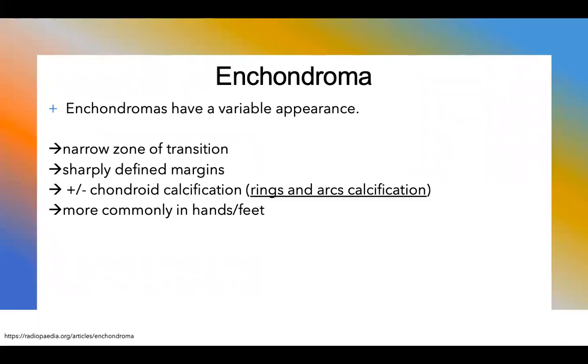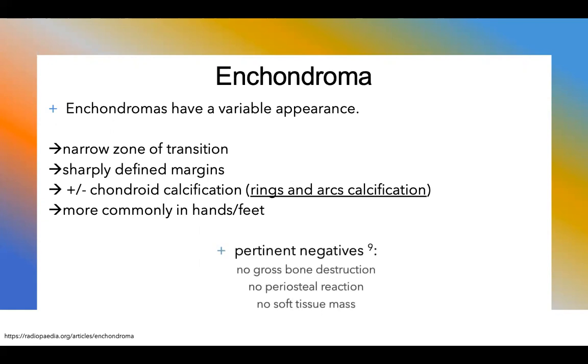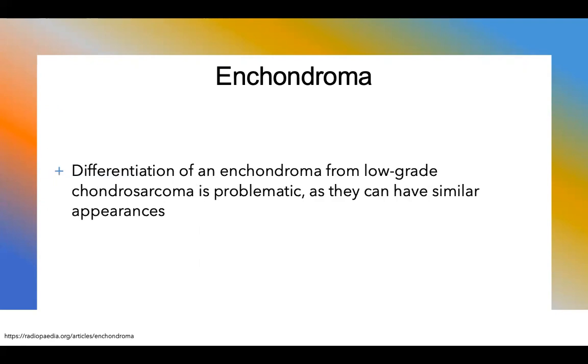Enchondromas have variable appearance, have a narrow zone of transition, sharply defined margins, chondroid calcification, and more commonly are found in hands and feet. They should have no gross bone destruction, no periosteal reaction, and no soft tissue mass. What we need to remember again is that differentiation of an enchondroma from low-grade chondrosarcoma is problematic, as they can have similar appearances and we cannot actually tell from the radiological point of view.